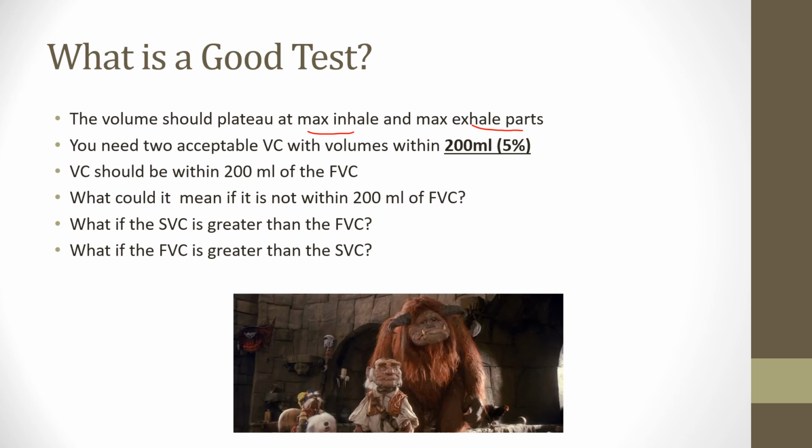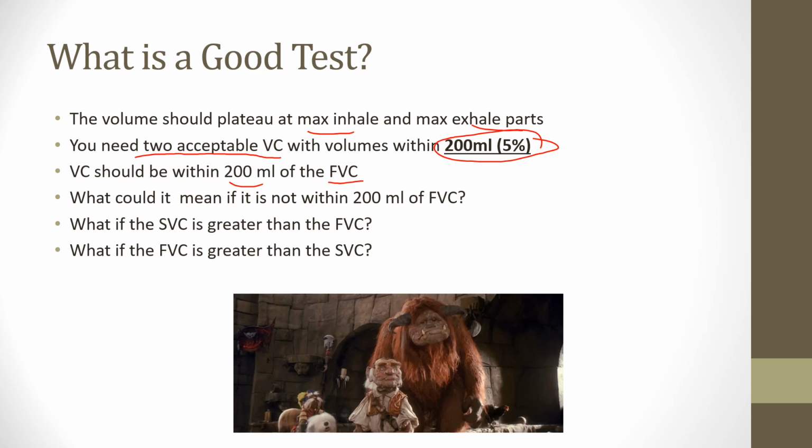When we're looking at these, we need at least 2 acceptable vital capacity tests, SVCs, within 200 mLs, or 5% of each other. So the vital capacity should be within 200 mLs of the forced vital capacity. Why is that there? And why would I care about comparing this to a forced vital capacity? Well, remember, the forced vital capacity is very much a similar test, only the patient exhales forcefully, right? It's a fast test, right? To look at flow rates and volumes at the same time.